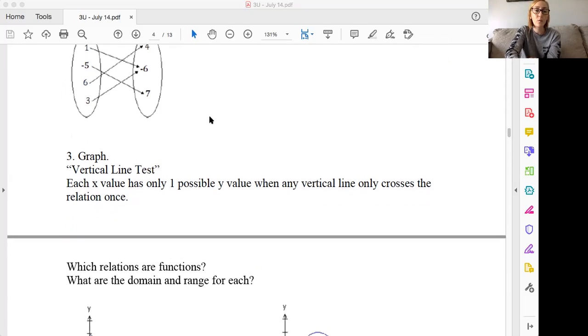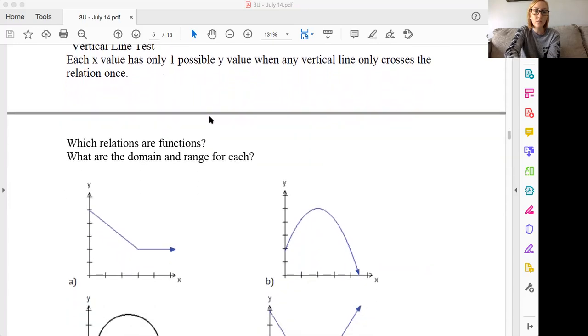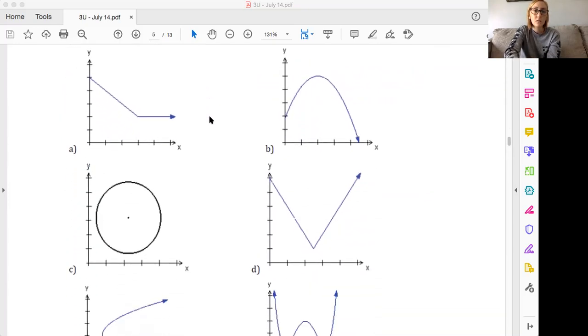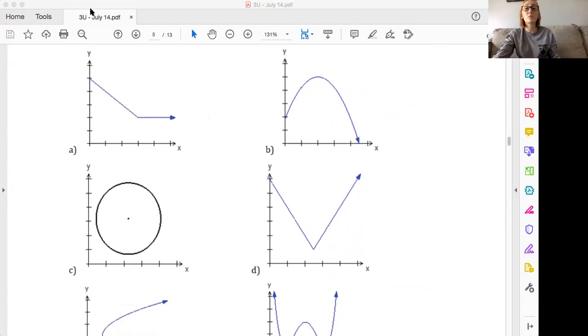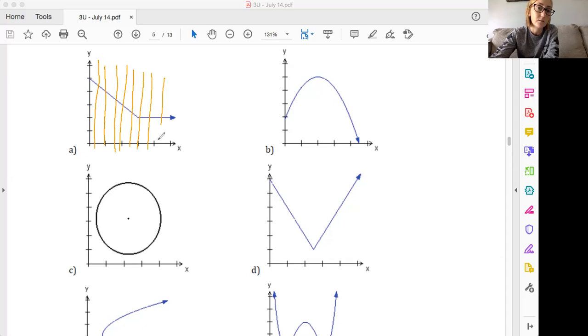Okay, when we're looking at graphs now, you're going to do what's called a vertical line test. So what you do with these guys, with the graphs, is you do invisible lines that go along like this, and you just check to make sure that there's only one point for each. Okay, so it never touches the graph twice, so it is a function.